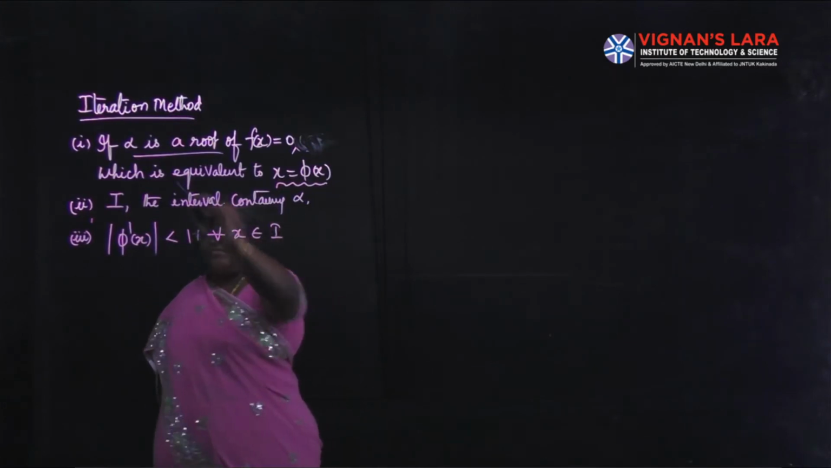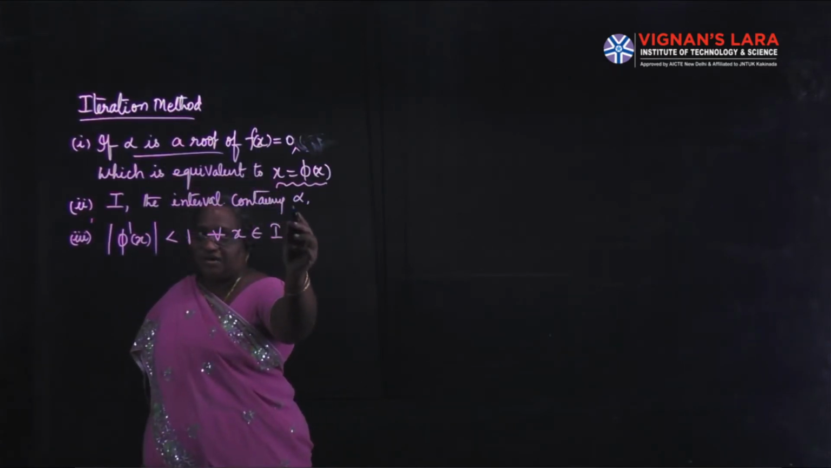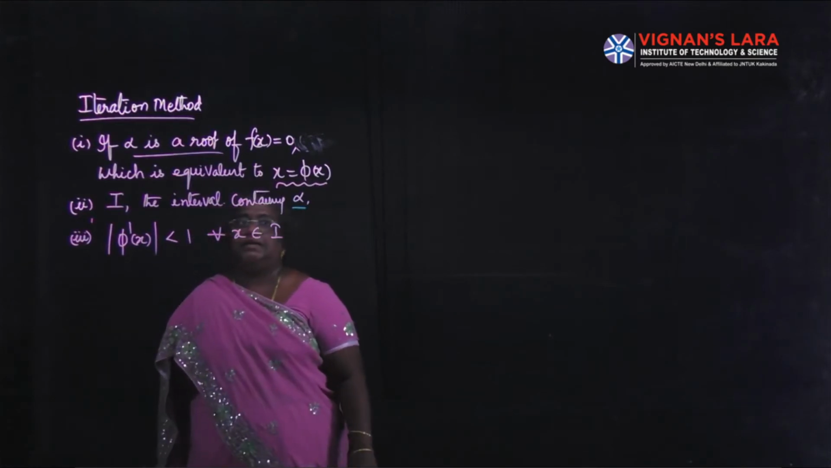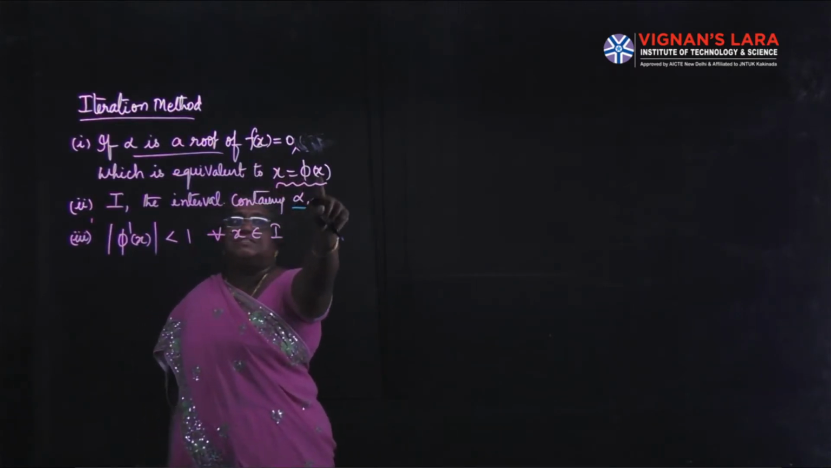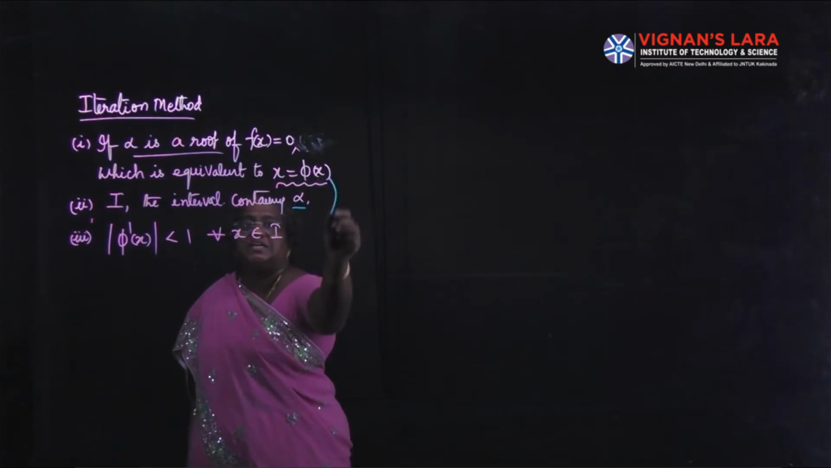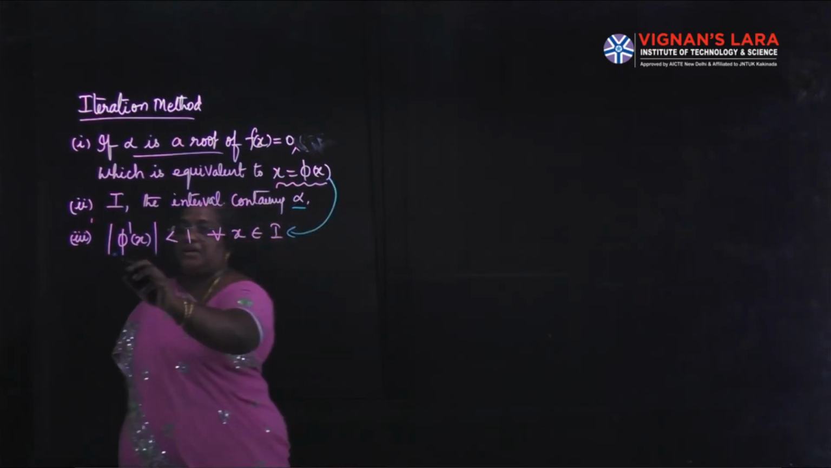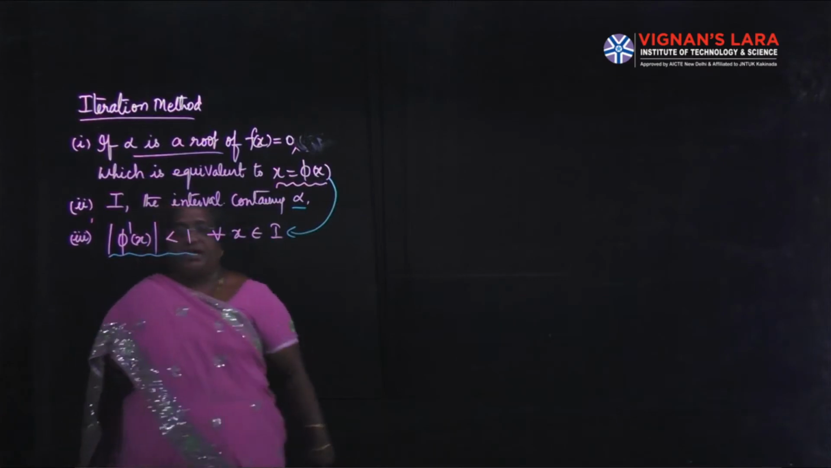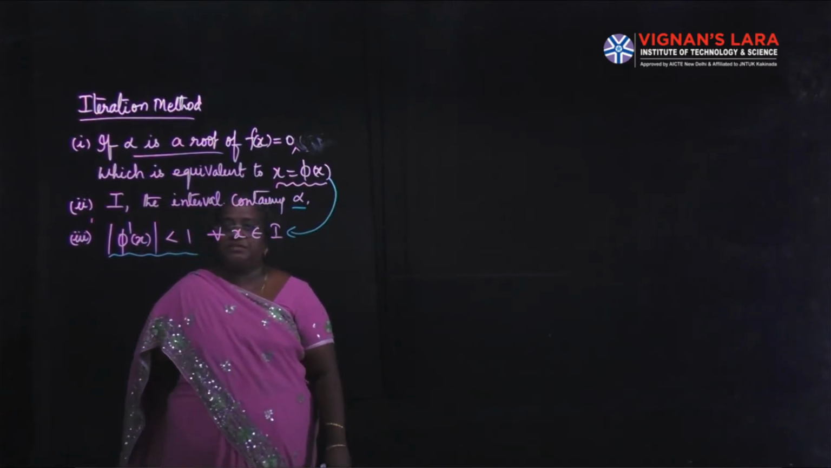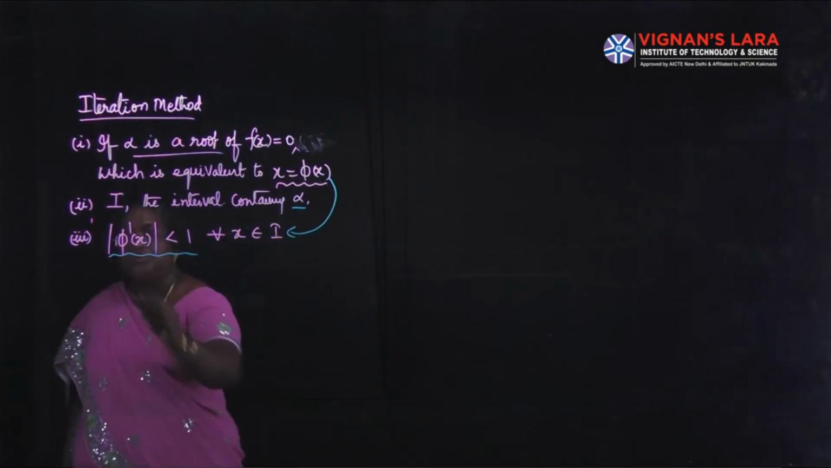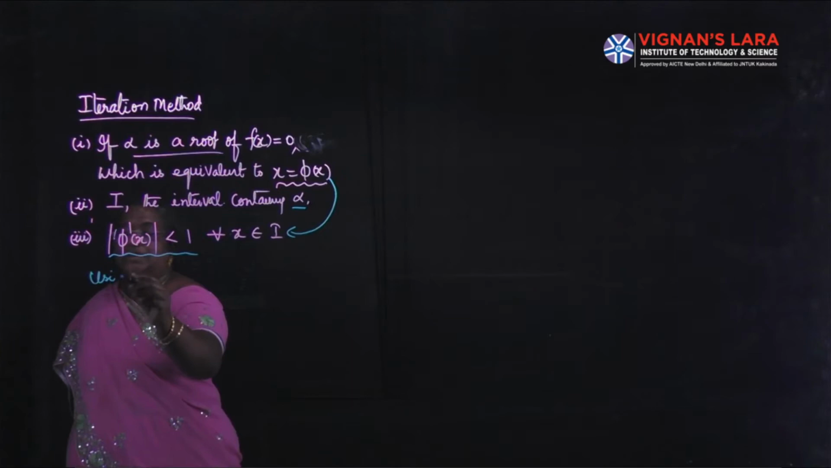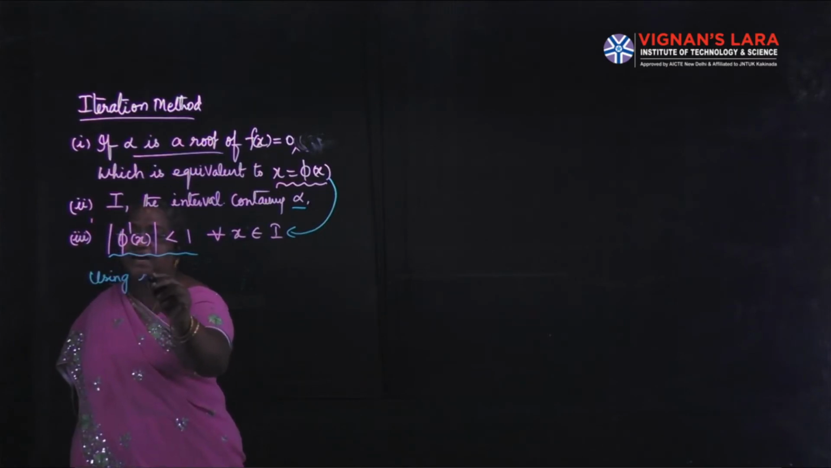See, if alpha is a root, it is in the interval I. Then from the given function f of x, we will write x is equal to phi of x such that this condition is satisfied. What is that condition? Modulus of phi dash x should be less than 1. So now let us see a problem. In all the problems in this unit, they will mention the method, using the iteration method.